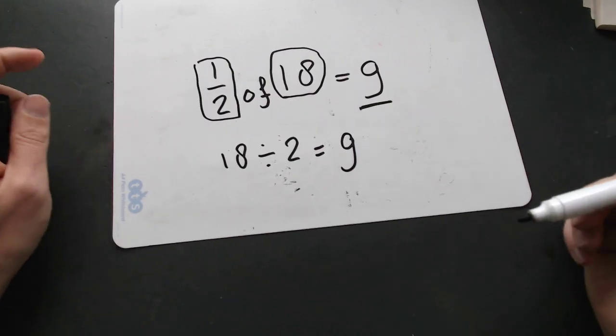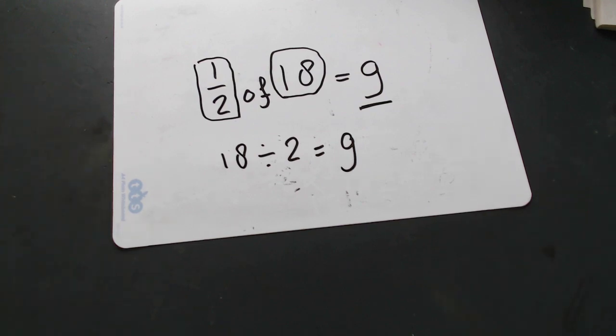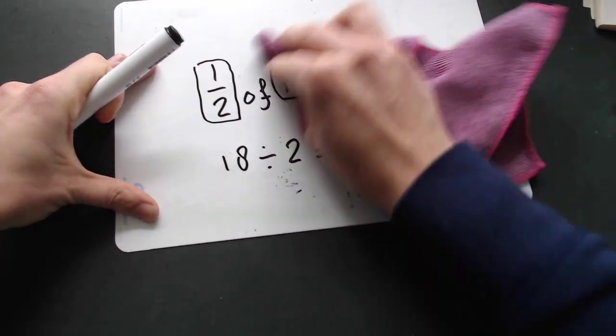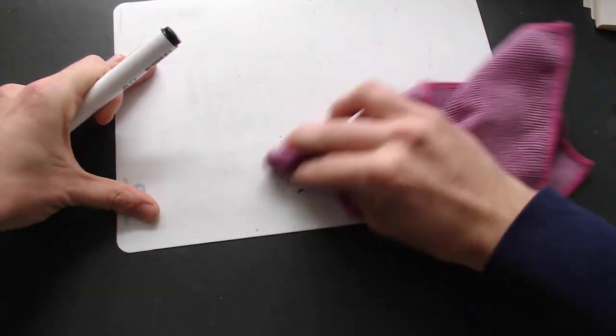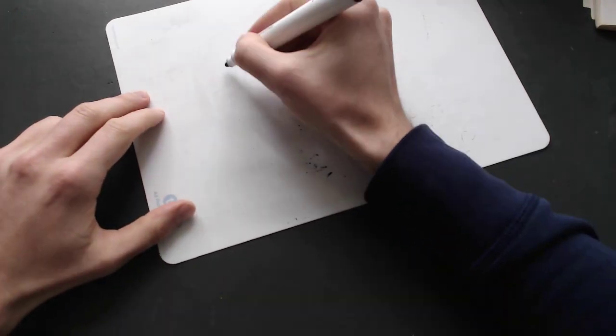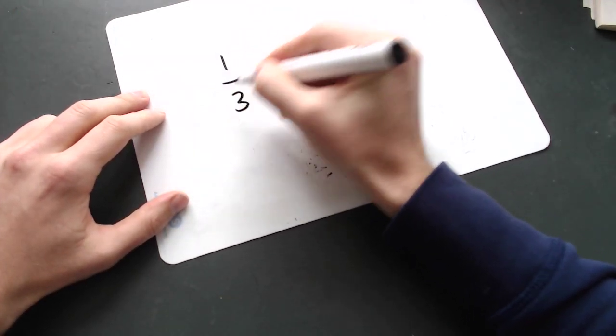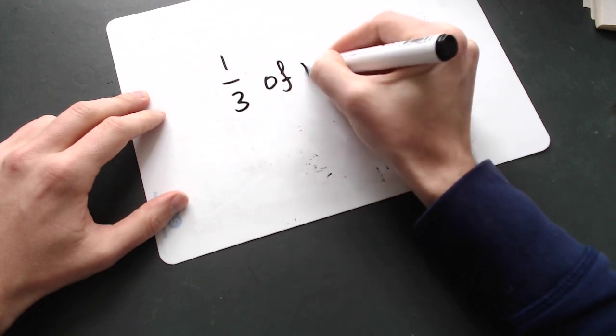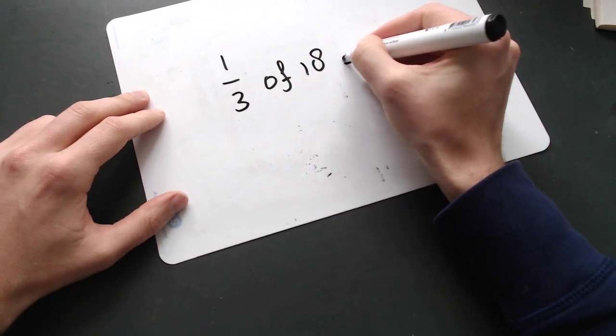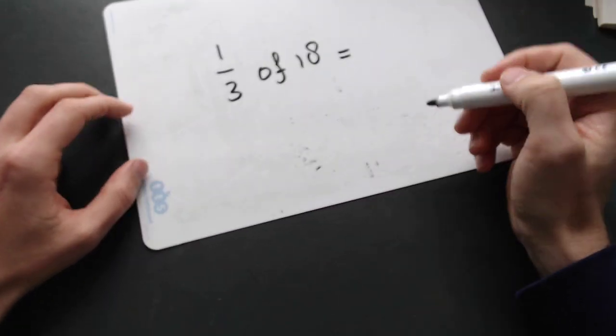Now this is fairly simple, so I'm going to make it a little bit more difficult. I'm going to give you another sum. Let's say I have not half of my class, but I want a third of the class to go to the multipurpose room. So a third of 18, because there are 18 children in the class. So 1/3 of 18, what is that?